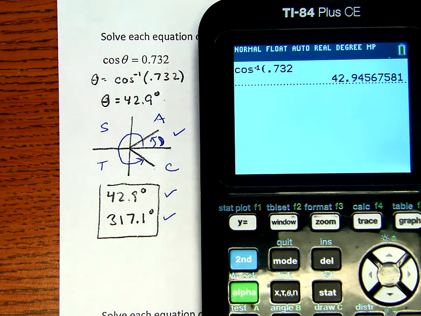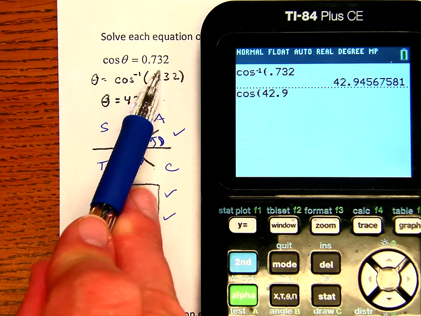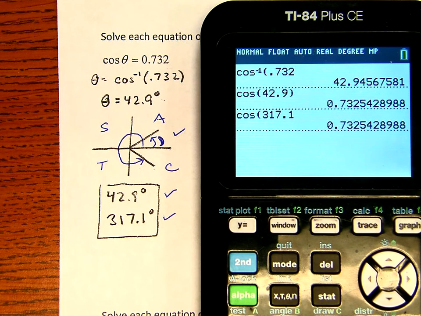Usually these aren't too bad to check on your calculator. So if I type in the cosine of 42.9 degrees, I should get something close to the 0.732. Now it's probably not going to be exactly that number because 42.9 is an estimation, but we should get something close enough to do a good check. So I'm going to check cosine of 317.1. And again, I get a number very close to what we should get to check the answer.